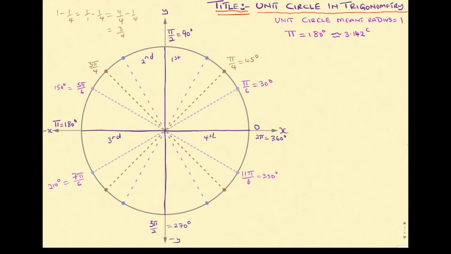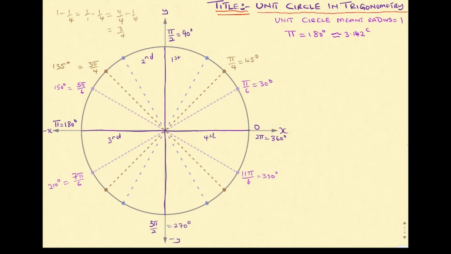And 3 pi over 4, what you need to do is just do 3 times pi, which is 180, divided by 4, and that will give you, hold on, sorry, just do that on a calculator just in case you make a mistake. With 3 times 180 divided by 4, that will give you 135 degrees.